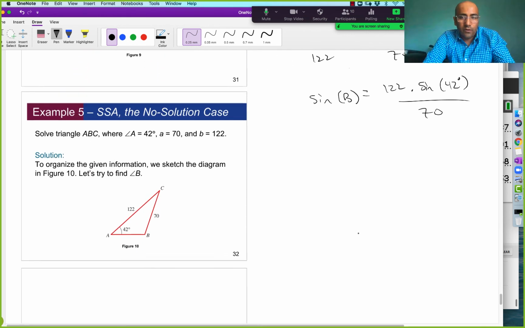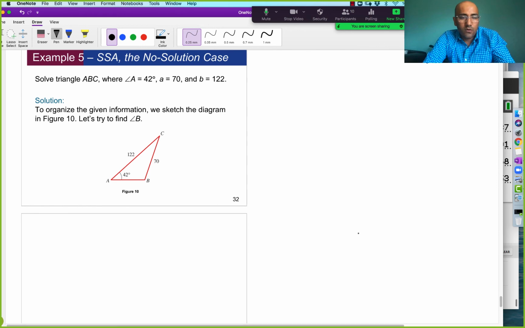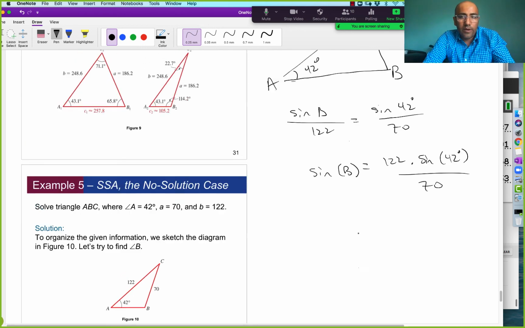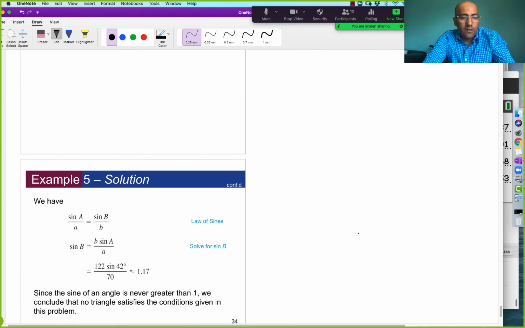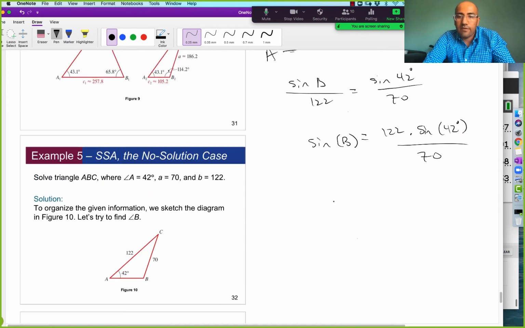So let's see what your author did for this one. We set it up in the same way, 122, 70, 42. And then, yeah, so see in this case, we end up with this product equaling 1.17, right? So here we end up with sine of B equaling 1.17. And so that's how we know that there's no solution.